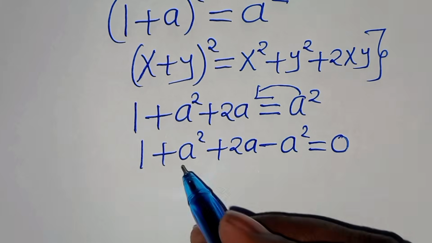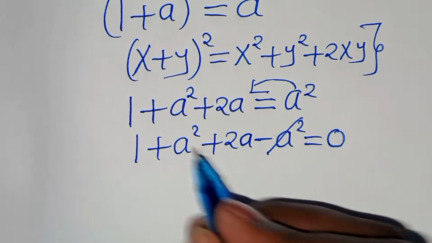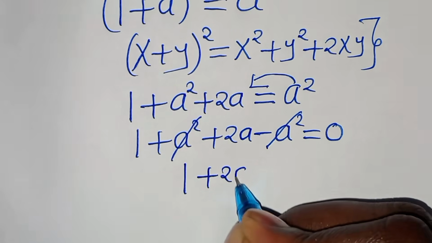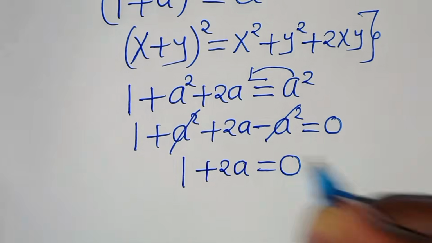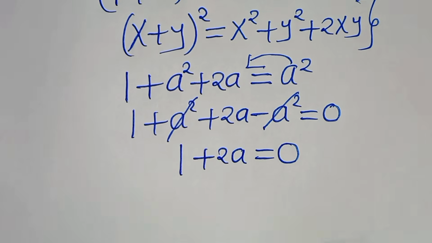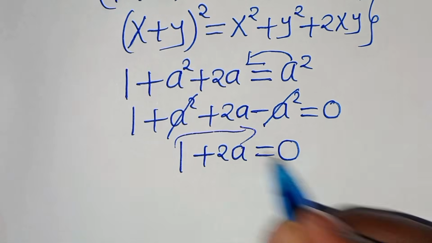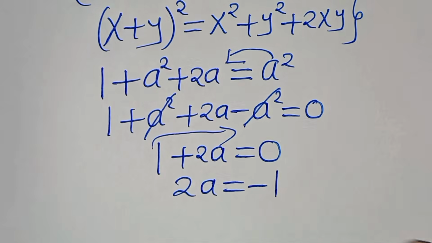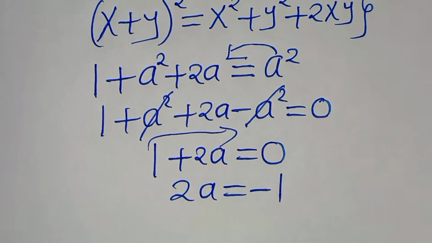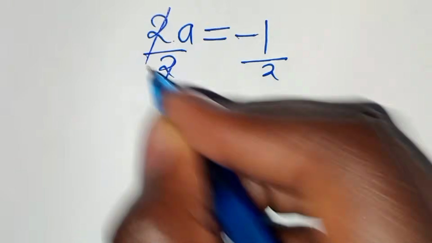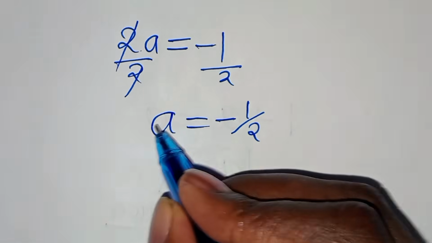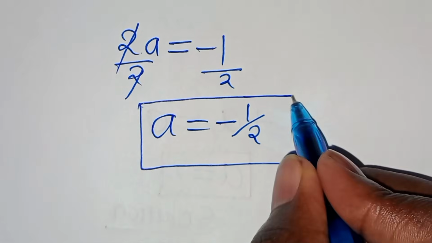Now, a squared minus a squared simplifies, so that we have 1 plus 2a equal to 0. Now, let's take plus 1 to the right hand side. This means we have 2a equal to negative 1. Now, let's divide both sides by 2, so that we have a is equal to negative 1 over 2. So this is the value of a.